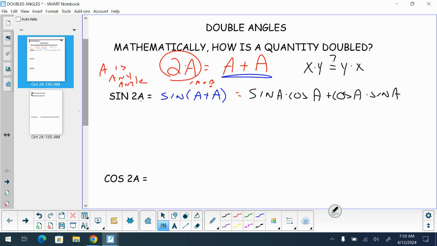Does x times y equal y times x? If I take 5 times 4, does that equal 4 times 5? Yeah, it's called the commutative property of multiplication, my bad. So if I have two things being multiplied together, it doesn't matter which one comes first, which one comes second, I can switch it. So we can write this as a sine of A times the cosine of A, plus another sine of A times the cosine of A.